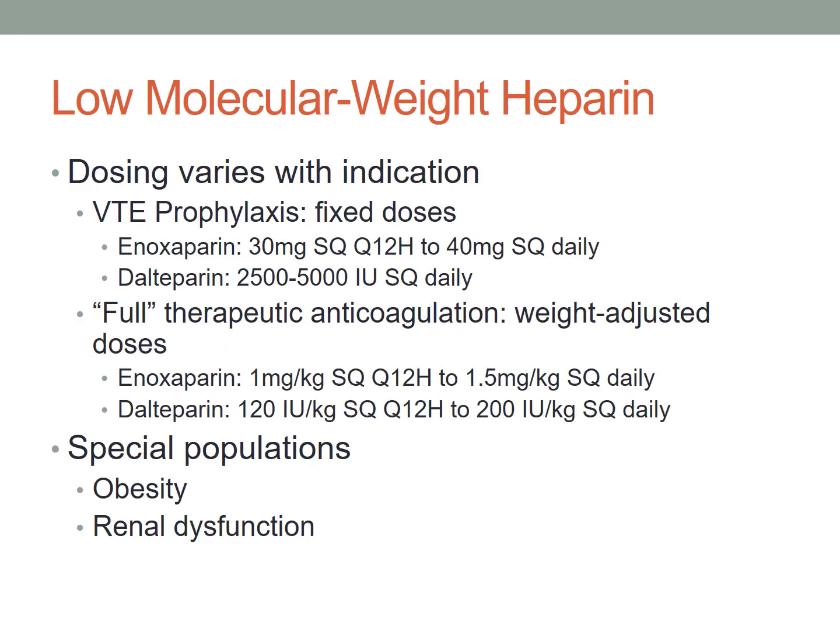Dosing of low molecular weight heparins varies with indication. For VTE prophylaxis, we use fixed doses, such as with enoxaparin 30 milligrams sub-Q Q12 or 40 milligrams sub-Q daily. But when we want full therapeutic anticoagulation, we use weight-adjusted doses, and they're listed here on this slide. Now, there are some special populations for which dosing is modified: our obese patients and our patients with renal dysfunction.